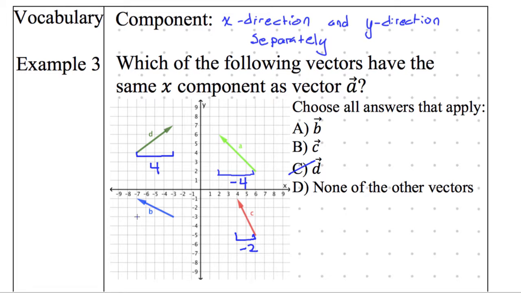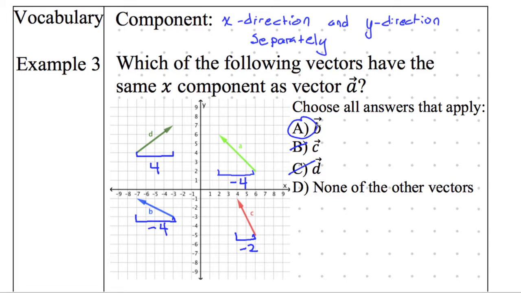And then Daisy, do B for us. The x component of B is what? Negative 4. So you can choose as many of these as you want. It says choose all answers that apply, and there's only one, and it's B. So the correct answer is letter A, but it's the vector B. A little bit confusing there. Are we okay with this?